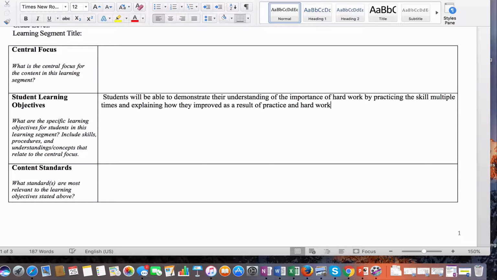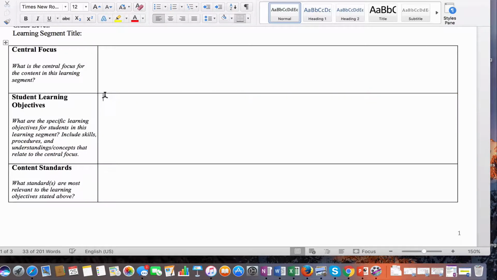practice and hard work. And just notice that when you're writing about understandings and concepts, you don't want to just say students will be able to understand. That's a really good way to start, but you want to push yourself to work with this word. Students will be able to demonstrate their understanding. And that kind of pushes you to figure out how you're going to be looking to see if your students actually do understand an idea or a concept, because we can't just look at a student's face to see if they understand or not. We have to see a demonstration of that.